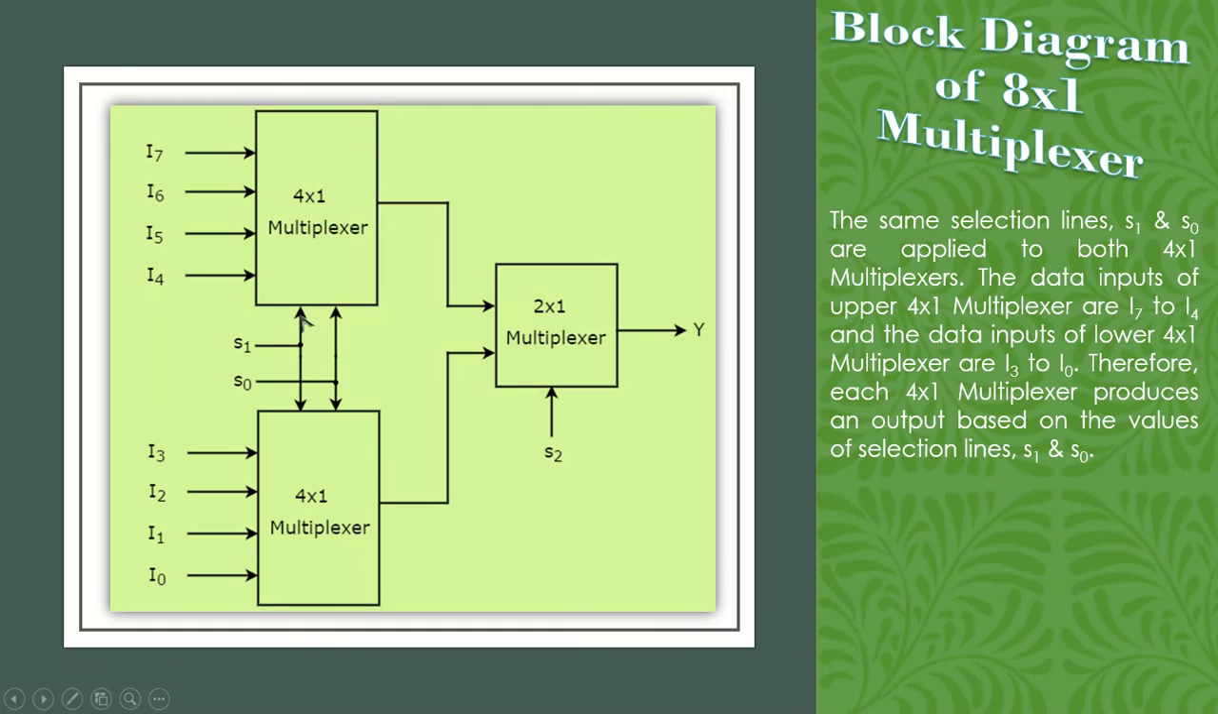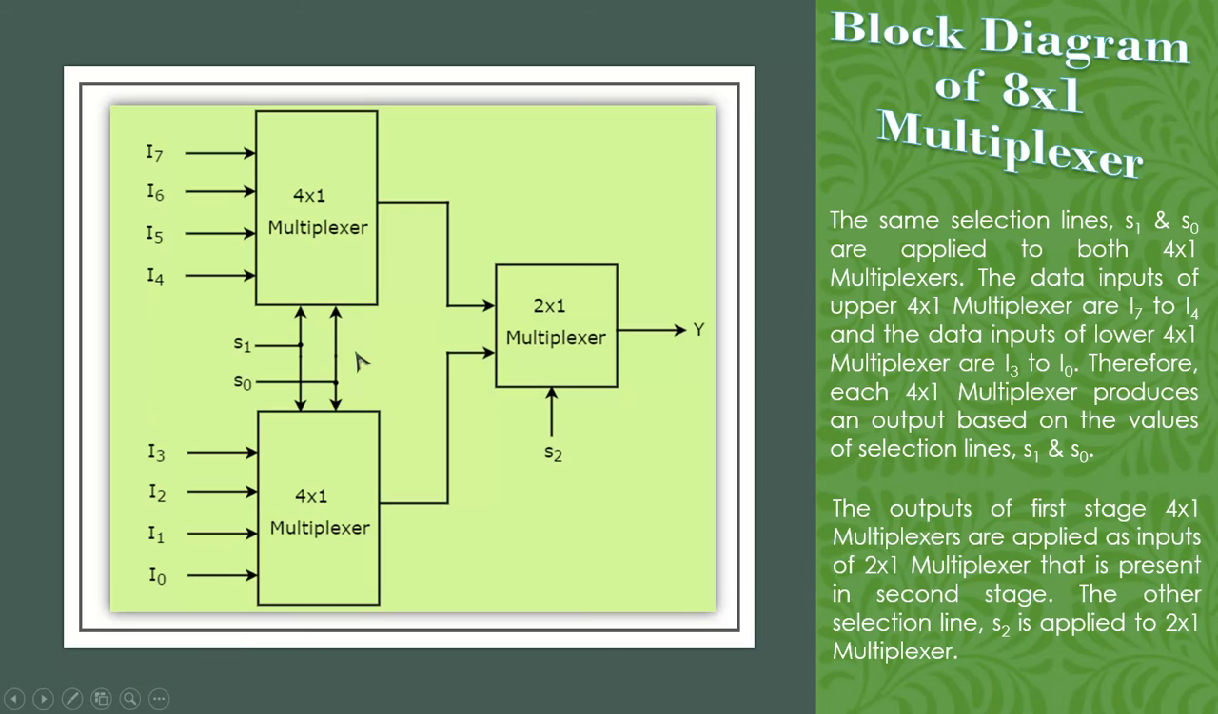Therefore each 4 into 1 multiplexer produces an output based on the values of the selection lines, that is S1 and S0. The outputs of the first stage 4 into 1 multiplexers are applied as inputs of the 2 into 1 multiplexer that is present in the second stage. The other selection line S2 is applied to the 2 into 1 multiplexer.